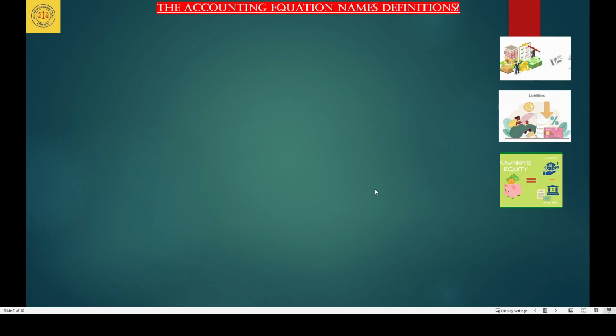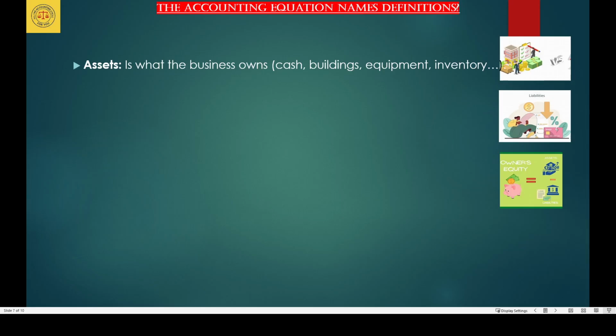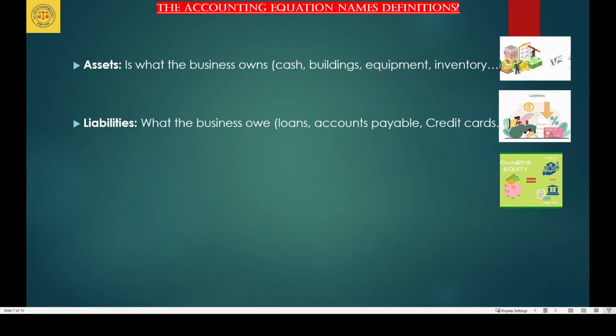The accounting equation names and definitions. So we have three things in accounting, right? The assets, the liabilities, and the owner's equity. Assets is what the business owns, like cash, buildings, equipment, inventory, etc. Liabilities is what the business owes: loans, accounts payable, credit cards, utilities, anything that they owe to third parties, that's a liability. Owner's equity is what is left for the owners after paying all debts.